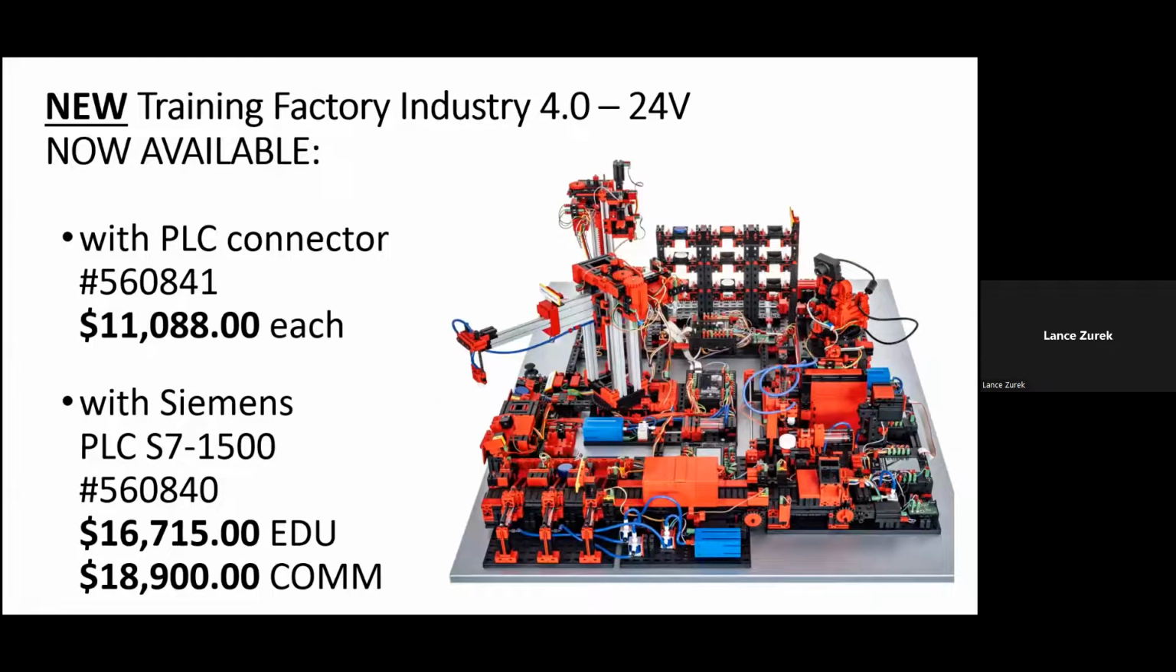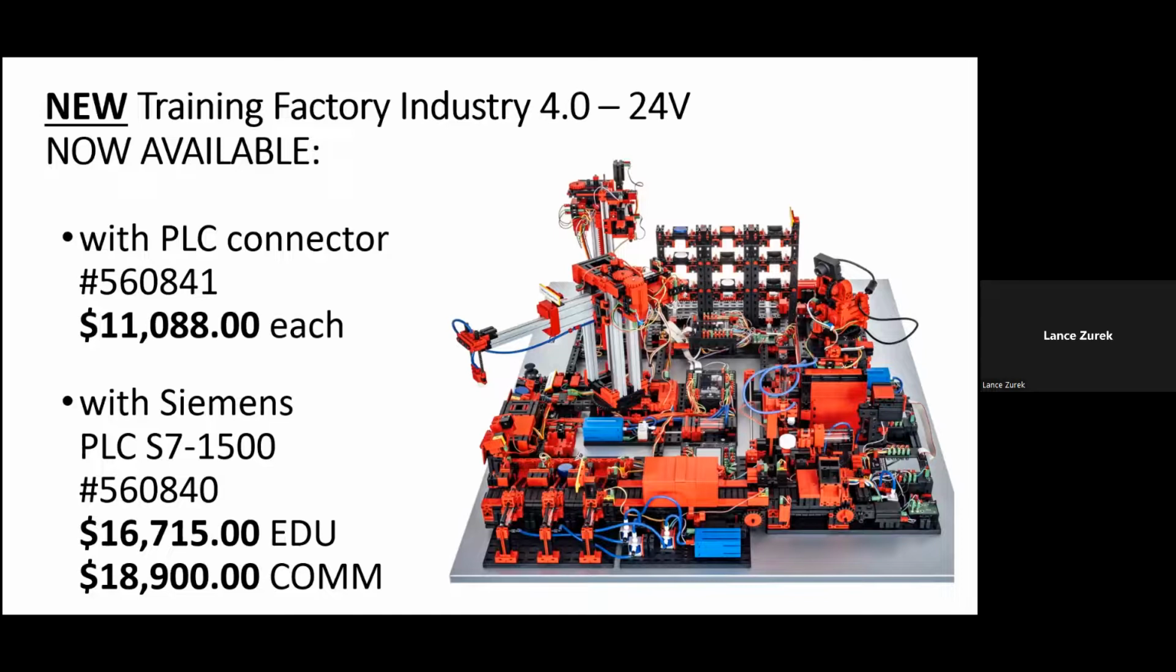But then I throw a wrench in because there are 2 new variations of the Training Factory Industry 4.0 in the 24-volt version that are now available. These are both based upon the 24-volt version we just looked at. There is one that has the PLC connectors. Basically, this is the wiring that would go from the model to the PLC. In this instance, that's been done for you. So if you want a version that includes the wiring that would connect to your PLC, you would still need to get the PLC. Of course, you're looking at a cost of $11,088 per unit.